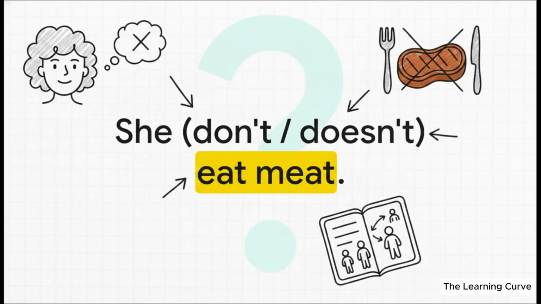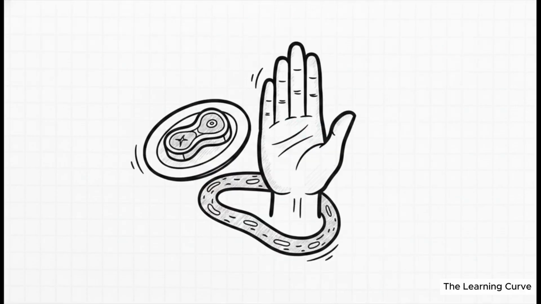All right, let's try the second question, focusing on the negative form this time. She blank eat meat. Do we use don't or doesn't? Pay really close attention to the subject here. It's she, which is our third person singular. What's the rule for that again? Got it? The correct answer is she doesn't eat meat.